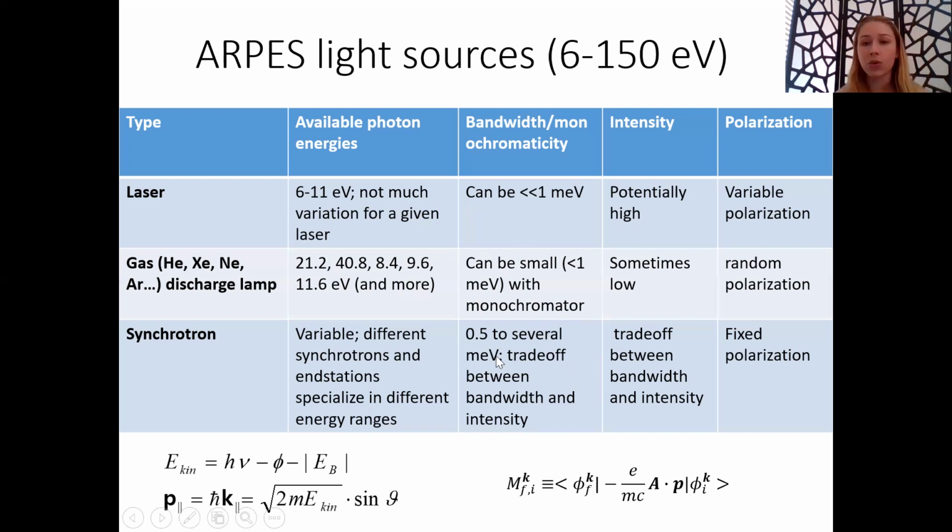Sometimes you do have to make a trade-off in how fast you do your experiment versus how good the energy resolution from the light source is. The synchrotrons have fixed polarization, but typically several choices of it. Most synchrotrons will allow linear vertical, linear horizontal, left circular, and right circular. So it's not full variability of polarization typically, but it is some opportunity to choose a polarization.